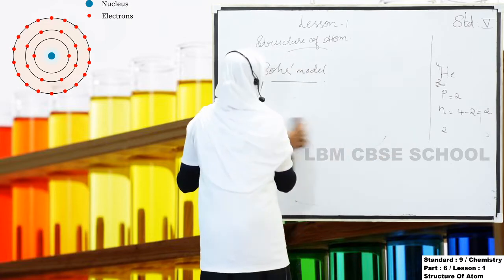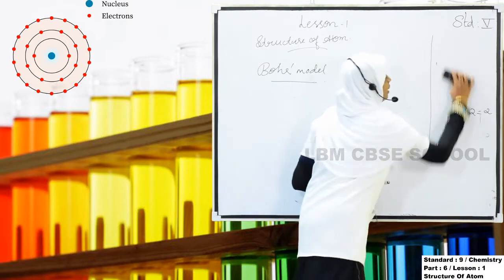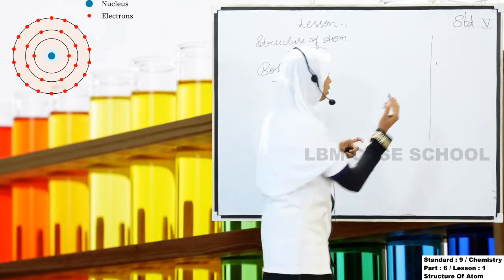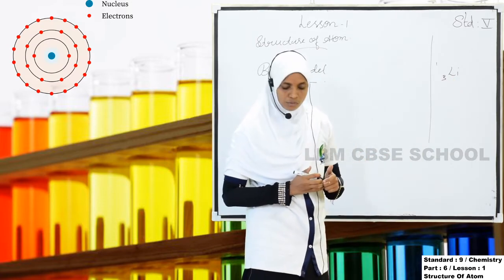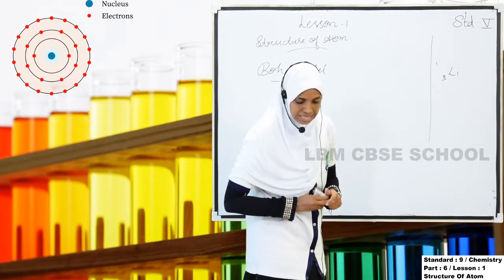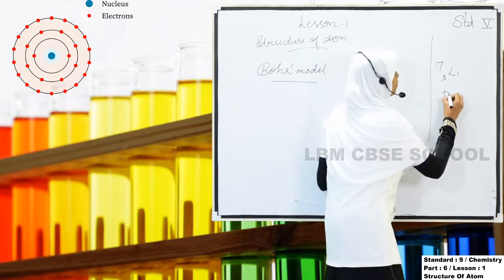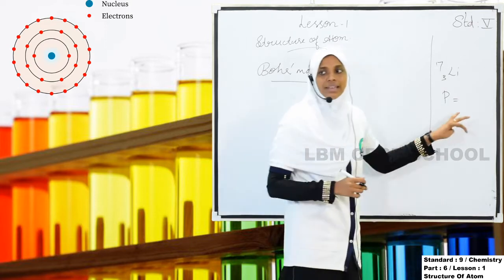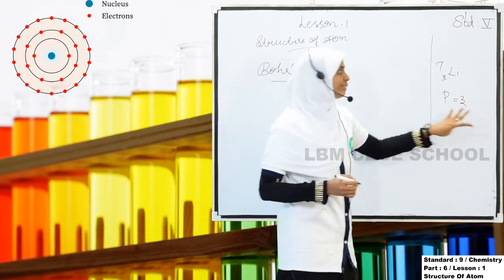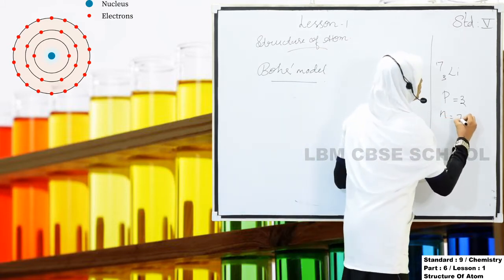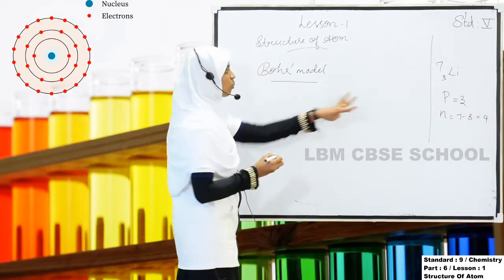Lithium. The atomic number of lithium is 3, and the mass number of lithium is 7. Then how many protons are there? The atomic number is 3, so the number of protons is 3, and the number of neutrons is 7 minus 3, which is 4. Then we can draw the Bohr model of lithium.